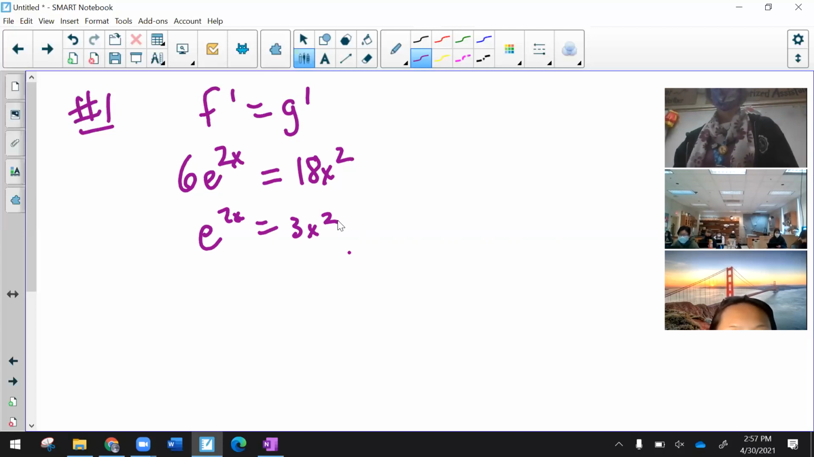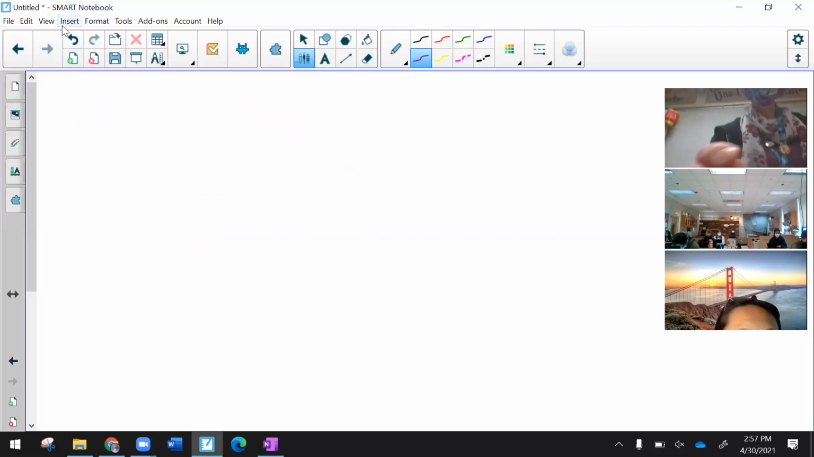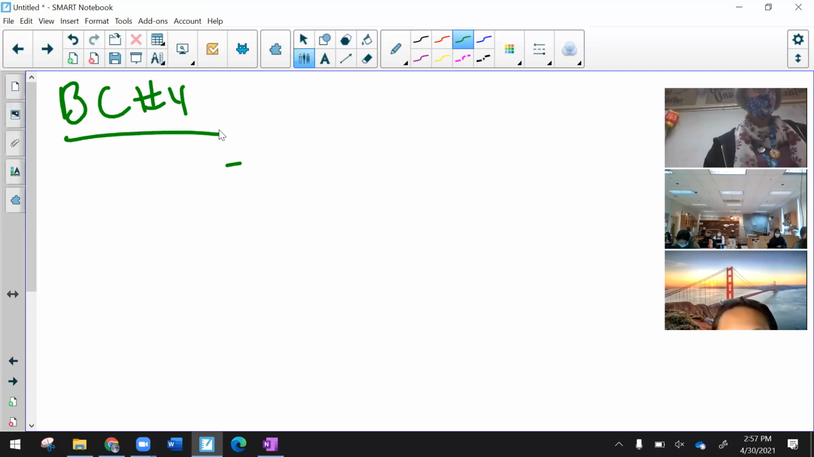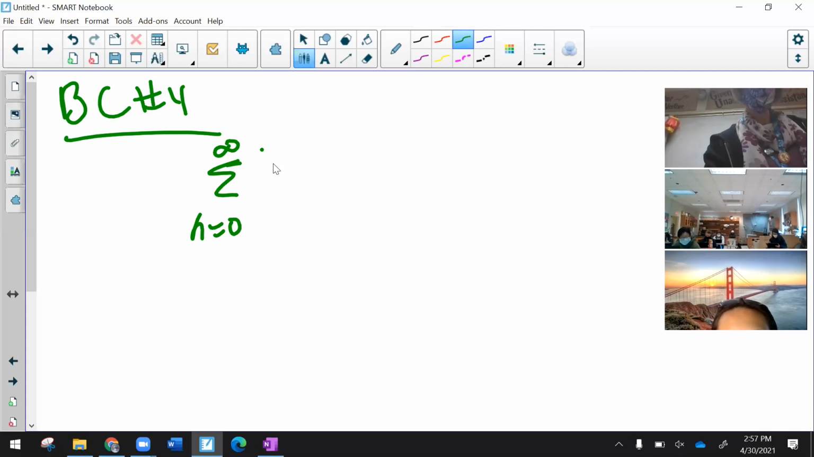Oh, go ahead, Fiona. Yes. So BC folks, or AB folks, hang on for a minute. This is BC number 4, which is different, and that's okay. It says give the exact value of the sum n equals 0 to infinity of cosine of n pi, 4 to the n over n factorial.